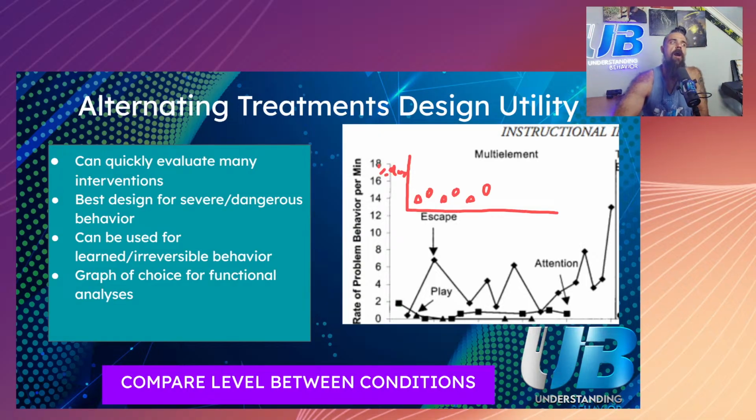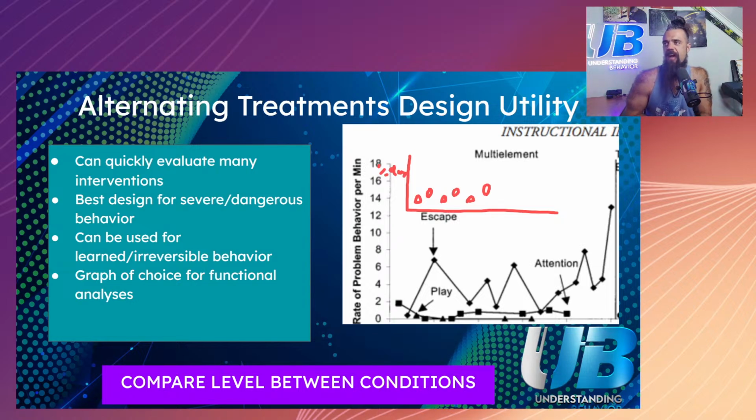Cool. Whenever you see a functional analysis, this is the graph that we're going to use. It's very, very, very rare that we'll have a functional analysis that does not have an alternating treatments design. So if you see the condition labels like escape, attention, play, ignore, tangible, you can pretty much be like, yep, that's an alternating treatments design. You'll be right 99.9% of the time.